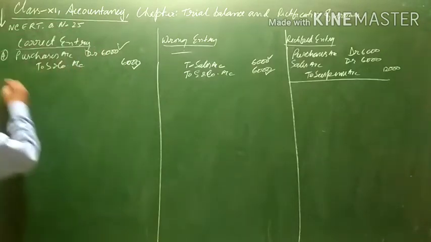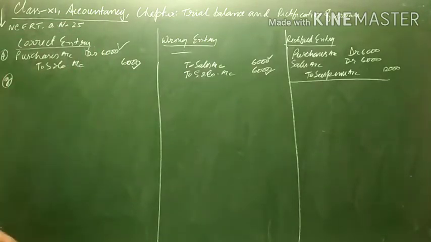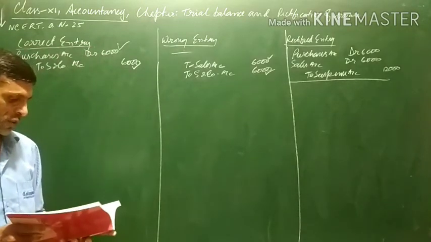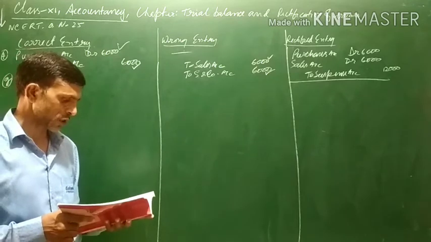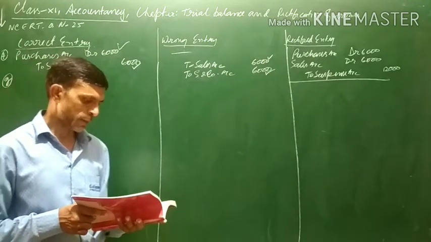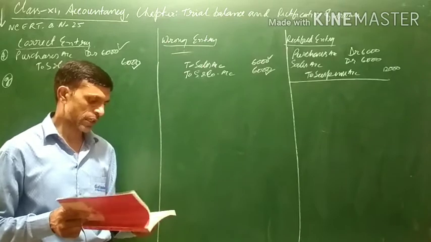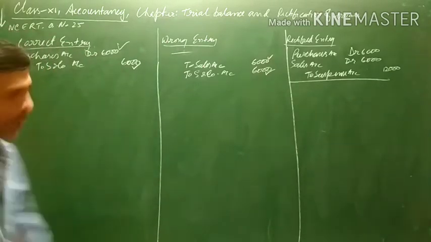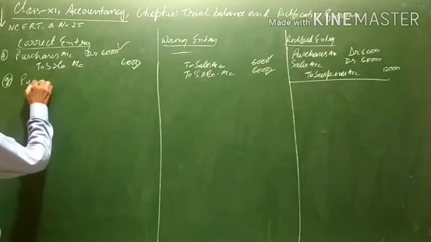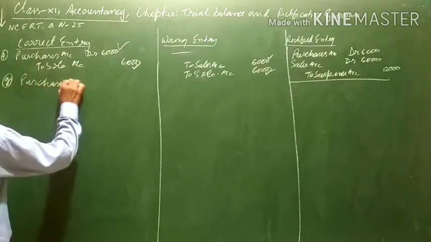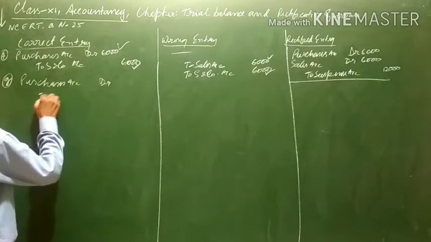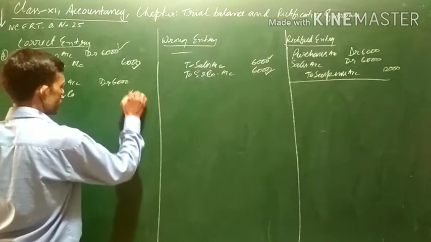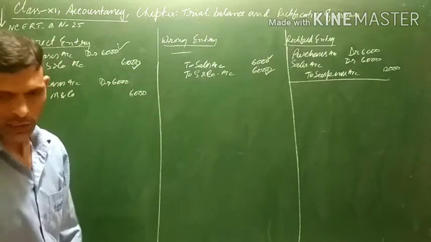Now, come to G. Credit purchase from M and Company, 6,000, were recorded in the sales book as 2,000 and posted therefrom to the credit of M and Company as 1,000. First of all, we will write the correct entry. Credit purchase from M and Company, 6,000. Entry will be purchases account debit to M and Company, 6,000. This is the correct entry.